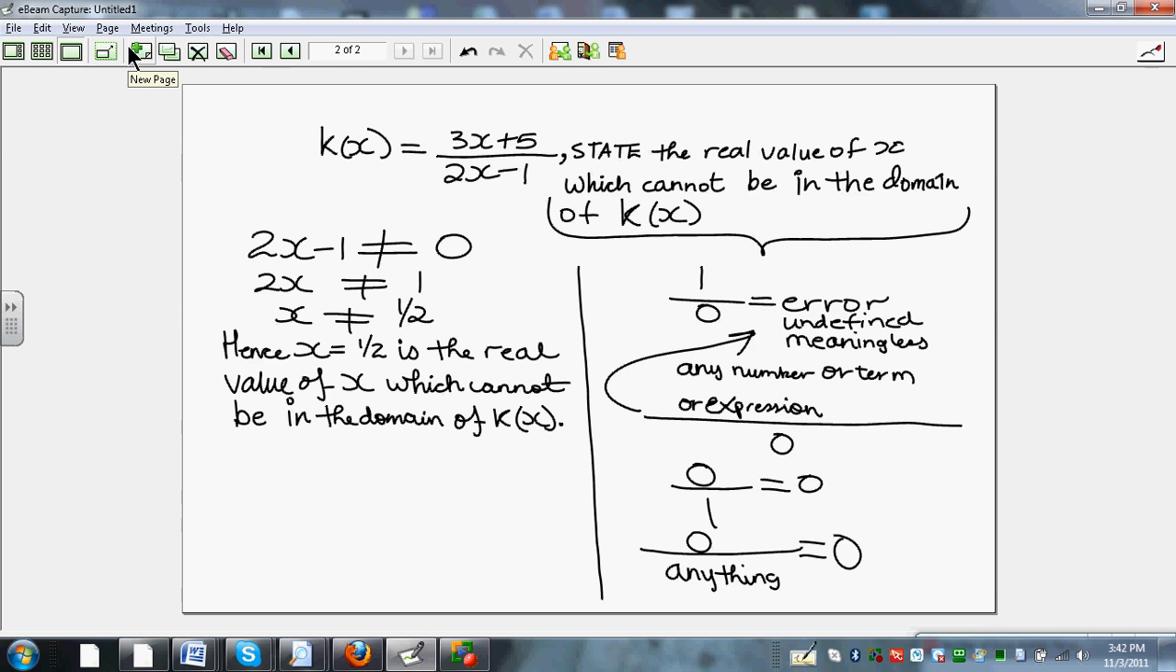Now the word domain that they're talking about here means all the possible values that x could take. So they say state the real value of x which cannot be a member of the set of all the possible values that x could take. And we know x cannot be a member of all those possible values, because if it were, it would cause the whole function to be meaningless. Okay, so that's what that is about.